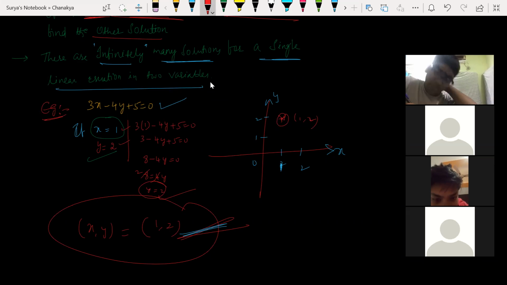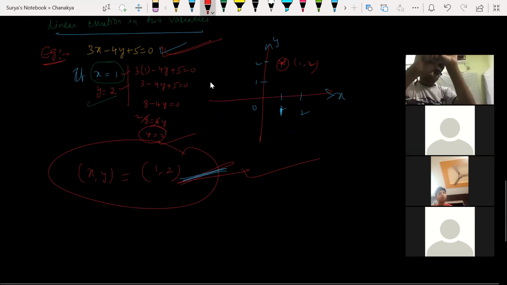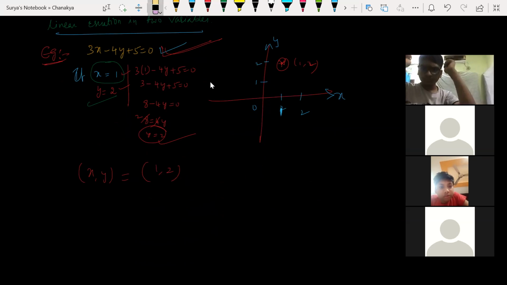So he'll be giving multiple solutions. He'll be giving multiple equations. He gives this one equation, right? He will give one more equation, and he will ask you to find out the solution on coordinate axis. So this is one answer, right? And he will give like this.